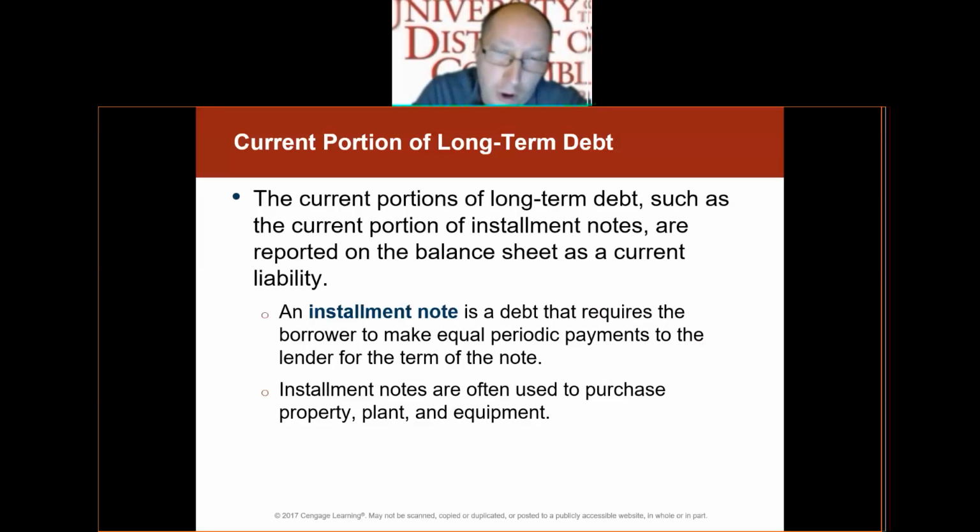Installment notes are often used to purchase property, plant, and equipment. A car is equipment, in my opinion. Property is the land, right? Plant is your home. Equipment is your car. From a personal perspective, obviously. But from a business perspective, property, plant, equipment.